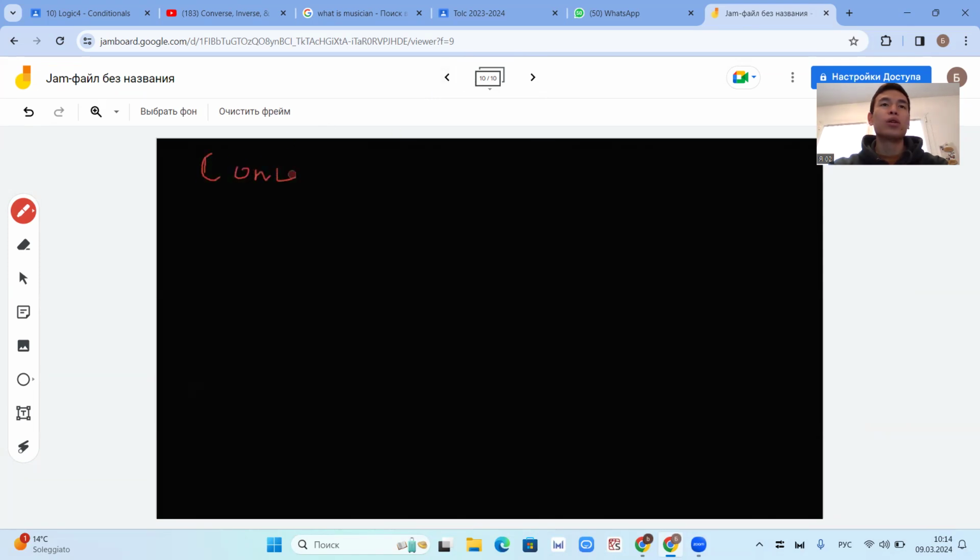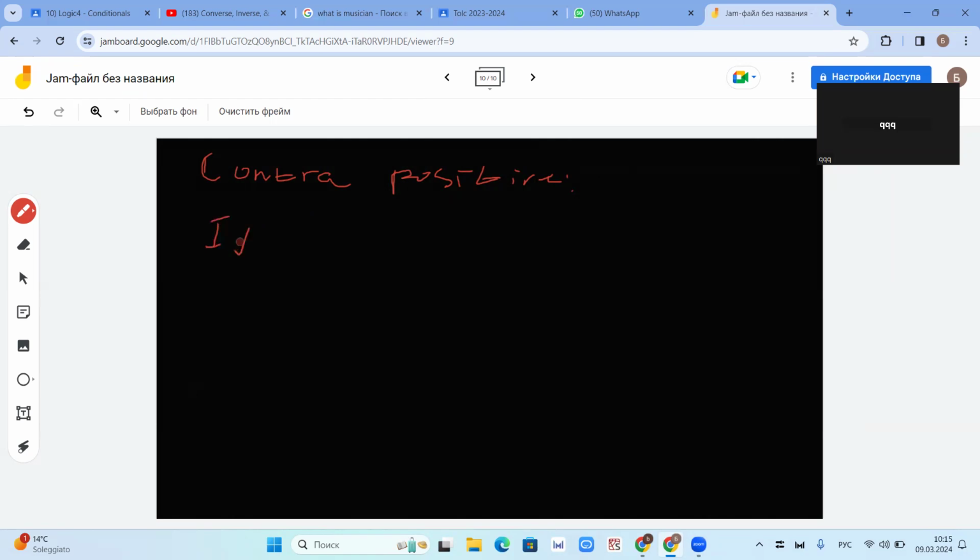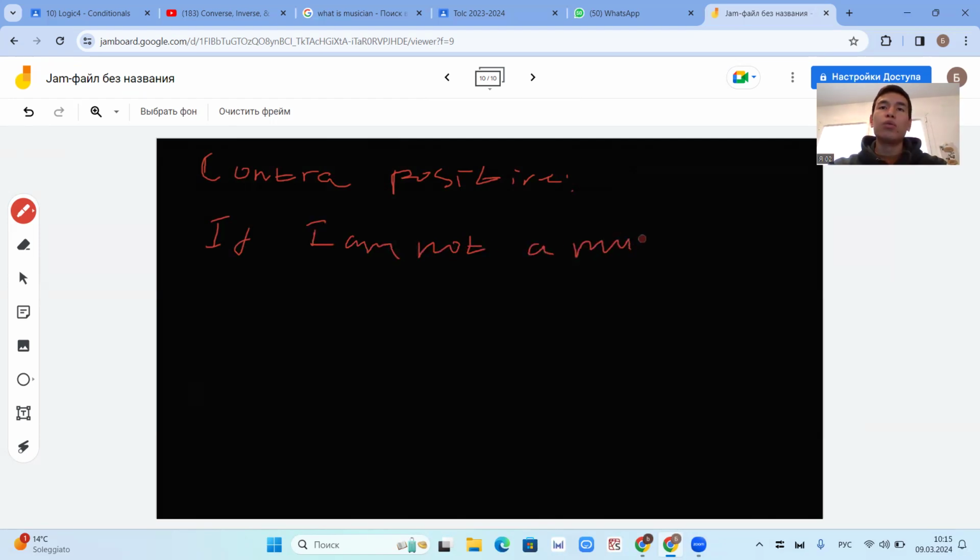The last one is contrapositive. What we'll write in contrapositive case? If I'm not a musician, then I don't play guitar. Right. If I'm not a musician, then I don't play a guitar.